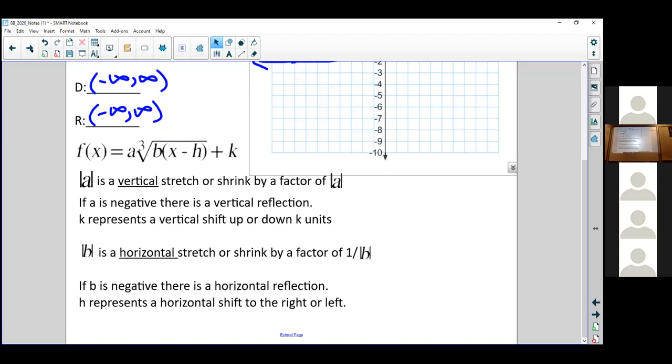If it's negative, there's a vertical reflection. Okay, so it means it's going to flip over the x-axis. K represents the move up and down, which is still the same. If the absolute value of b is a horizontal stretch or shrink by a factor of 1 over b, again, the 1 over absolute value of b. If b is negative, there is a horizontal reflection, which means it would flip over the y-axis.